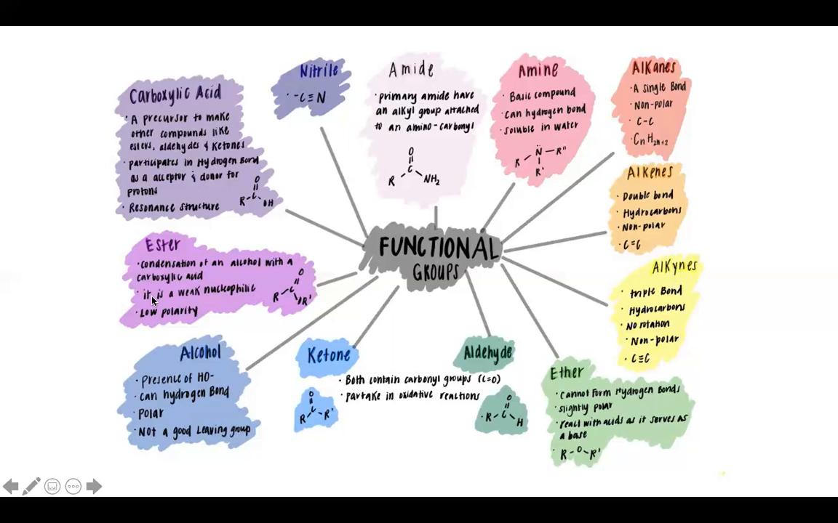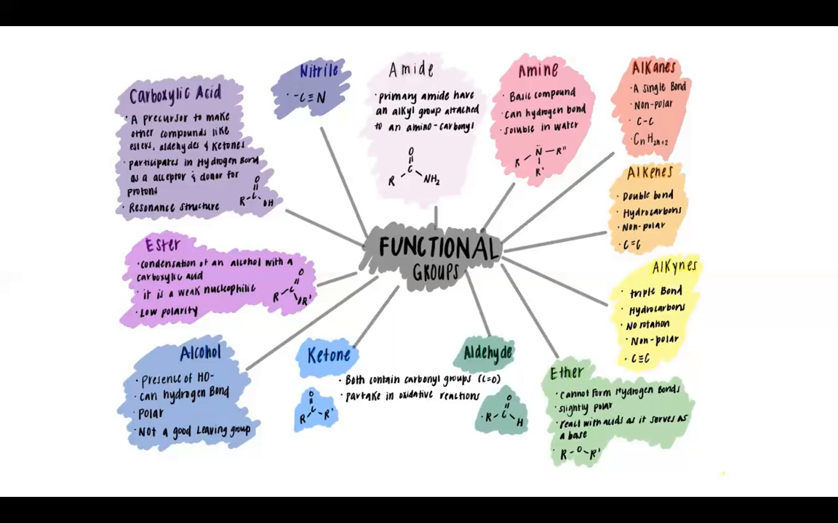Esters are a functional group produced from the condensation of an alcohol and a carboxylic acid. They are characterized by a carbon bound to three other atoms: a single bond to a carbon, so this R group, a carbonyl, this double bond to oxygen, and then another oxygen that is bound to an R group. You can see the structure here. Esters have low polarity and they are generally involved in nucleophilic reactions.